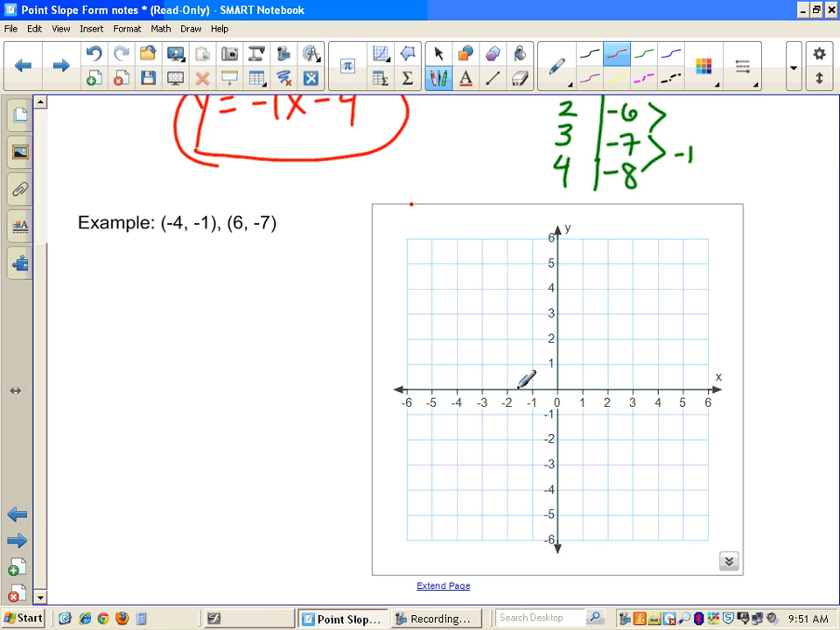If I put the point negative 4, negative 1, I have the point 6, negative 7 is going to be down to there, right? I want to find the slope, and I can do that just on my graph, remember?